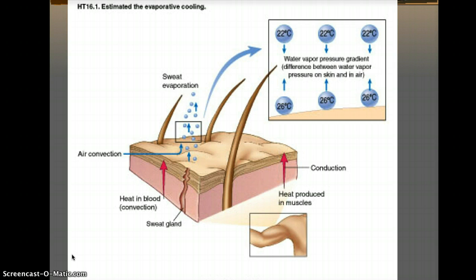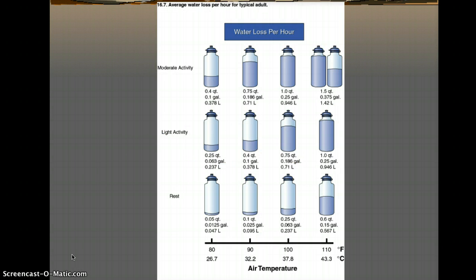Here's a diagram or an illustration of how the evaporation process happens at your skin. This is a good little figure just to take a look at and understand. And this diagram here, it's kind of like a graph. It shows you that based on activity level and also air temperature, what the water loss per hour is. So as you can see, as the temperature increases, regardless of activity, you're going to start losing more water per hour.